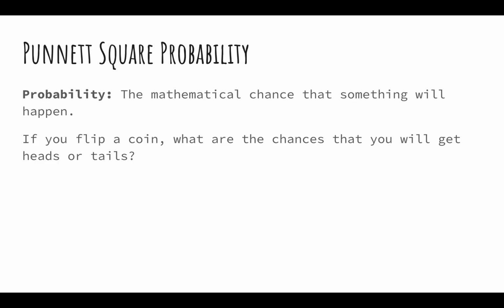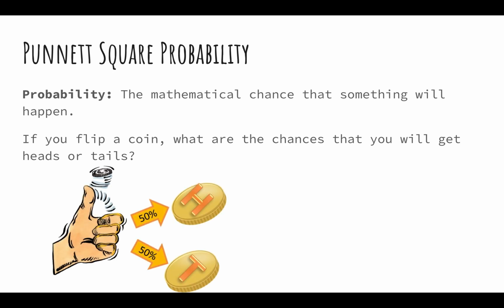Now, let's talk a little bit about probability. I know you've learned this in math class, but the definition is the mathematical chance that something will happen. If you flip a coin, what are the chances that you will get heads or tails? And everybody always says it's 50-50, right? Only 50% chance of heads, 50% chance of tails. Technically, yes, that's correct, theoretically.